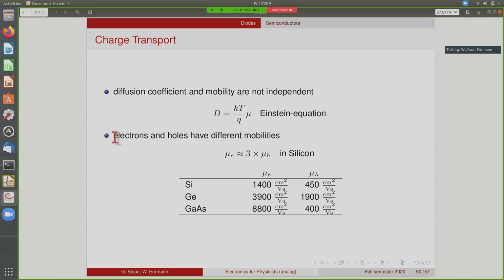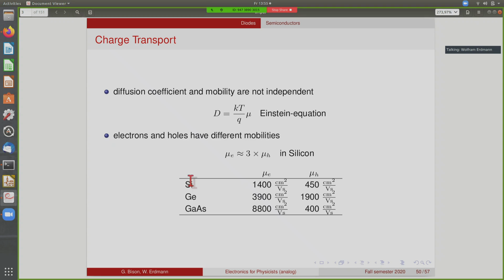What is important to know is that electrons and holes have very different mobilities. The mobility of electrons is roughly 3 times larger than the mobility of holes in silicon. So when you have a certain field and you have an electron and a hole, then the velocity, the current related to the electrons, when you have the same density, will be 3 times higher than the current that is connected to the holes.